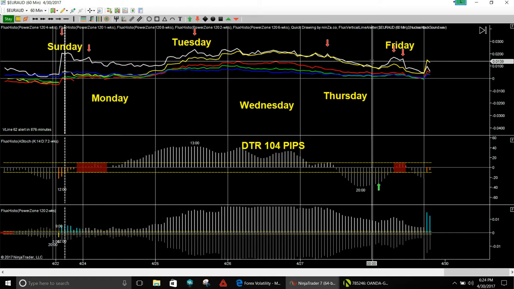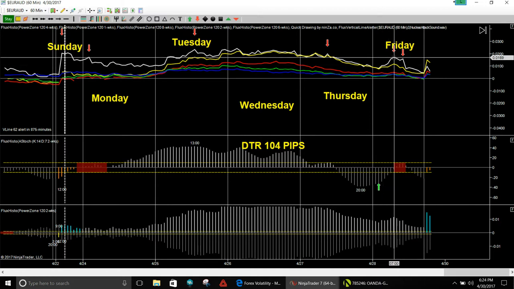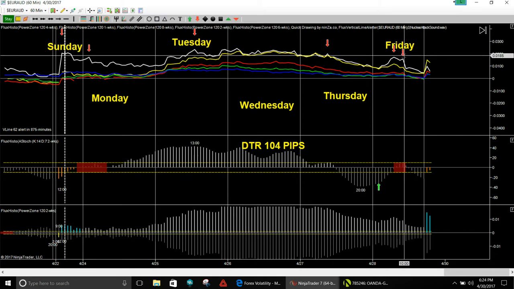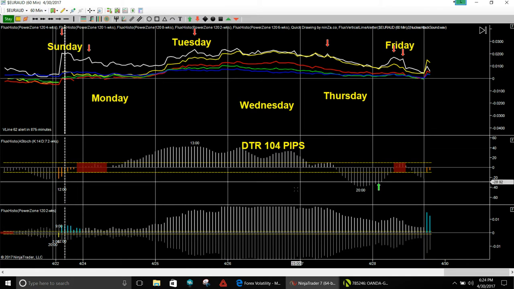Okay, and then it looks like we're going back up at 3 a.m. and 2 a.m. in the morning on Friday. And then it looks like a drop at 7 a.m. and 10 a.m. Euro Australian.